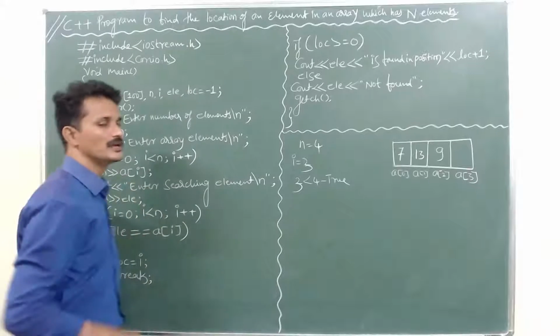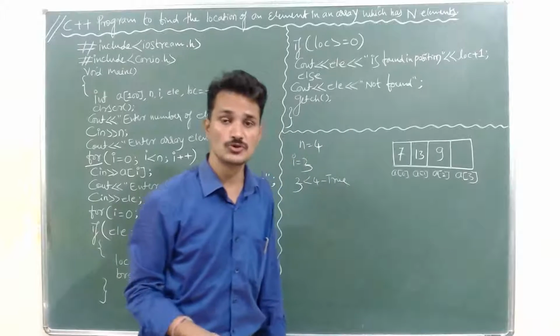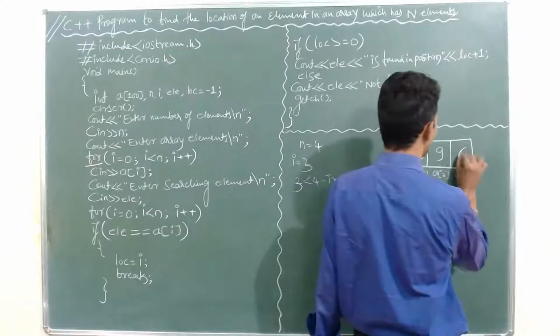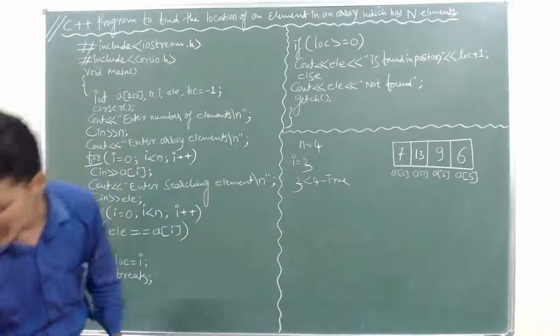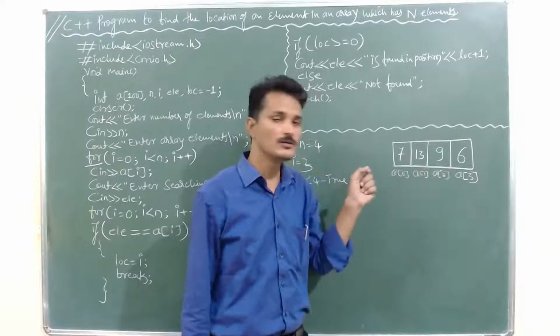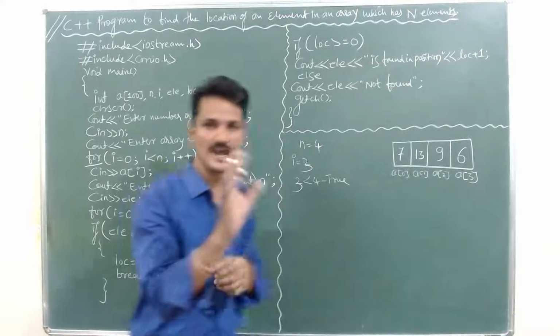A of I. A of I means A of 3. The fourth value given by the user will be stored in the location called A of 3. Say for example, I am inputting a number 6. That 6 will be stored in the location called A of 3. Have a look here. I have inputted all the elements in a random order, neither in increasing order nor in decreasing order, random order.